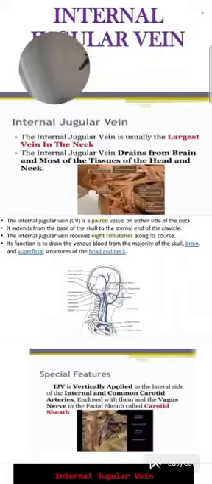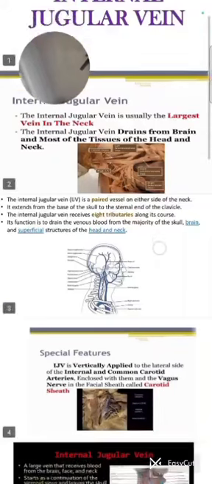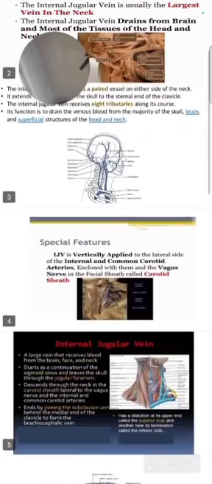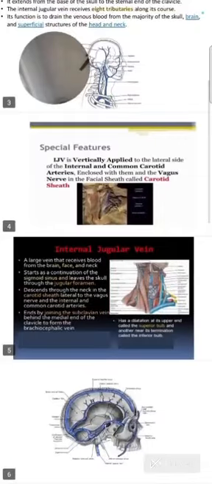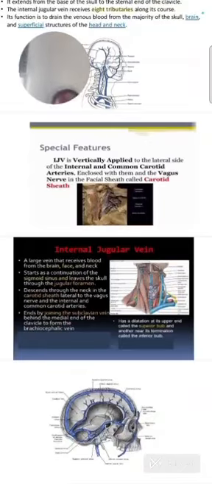So the internal jugular vein receives 8 tributaries along its course. Its function is to drain the venous blood from the majority of the skull, brain and superficial structures present in the head and neck. So the special features: the internal jugular vein is vertically applied to the lateral side of the internal and common carotid arteries. It's enclosed with them and the vagus nerve in the fascial sheath called the carotid sheath.